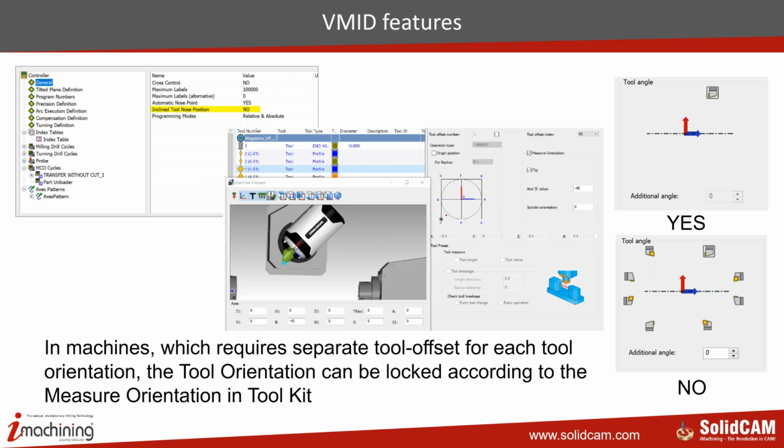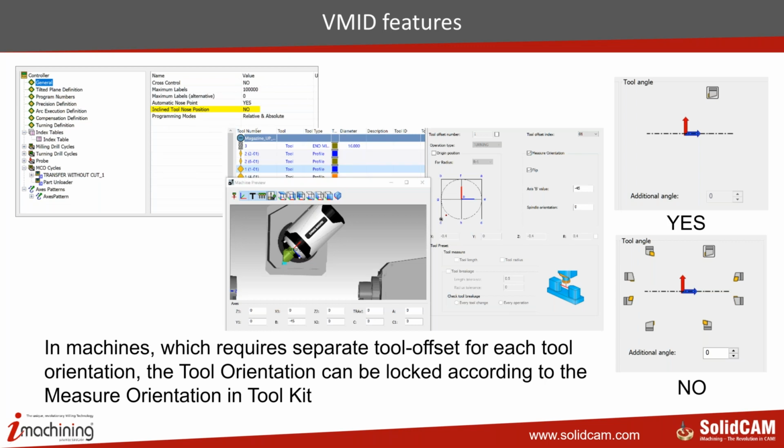Some machines, same NTX machine or Integrex machine without B-axis contouring and other machines can use this turning tool only in this angle. So it means you cannot change the angle what you measured in machine and use other during the operation. You have to measure it again and define additional offset. This is a machine requirement. And for this type of machines, we have now additional option in the VMID. We call it inclined tool nose position.